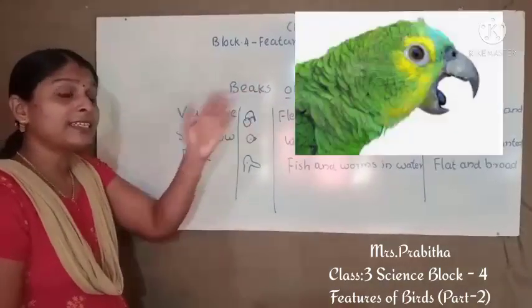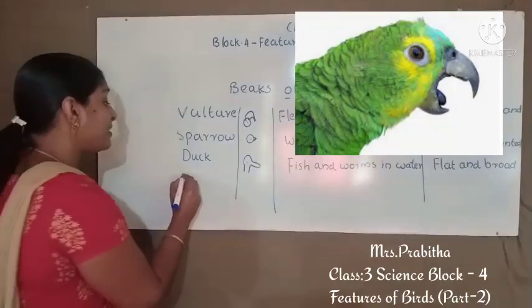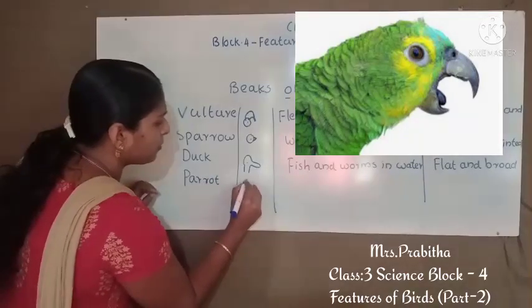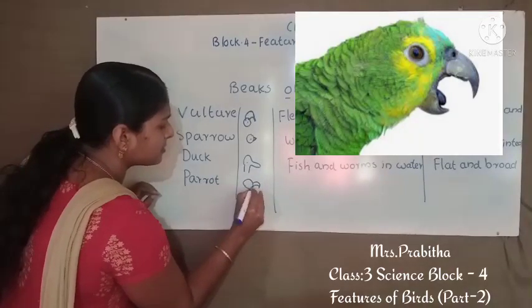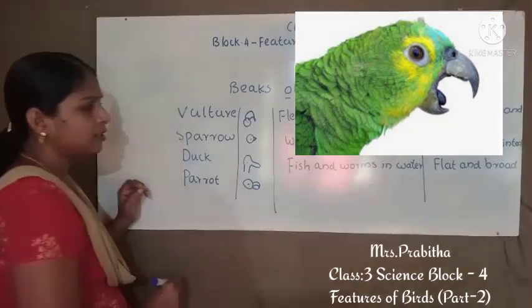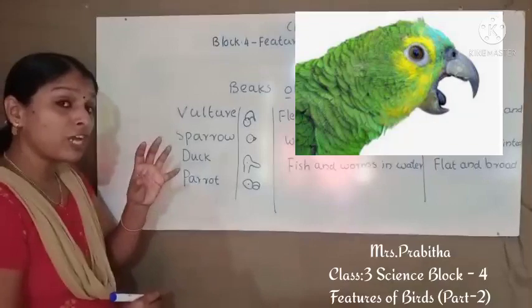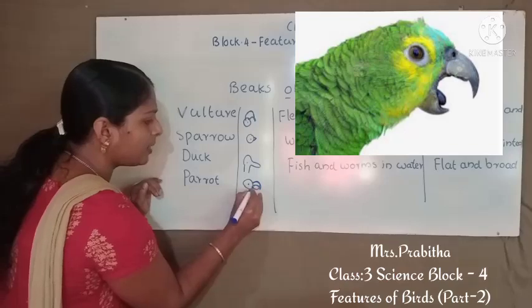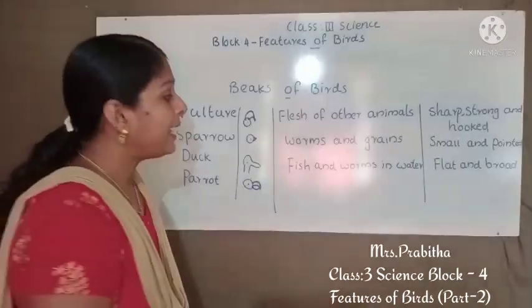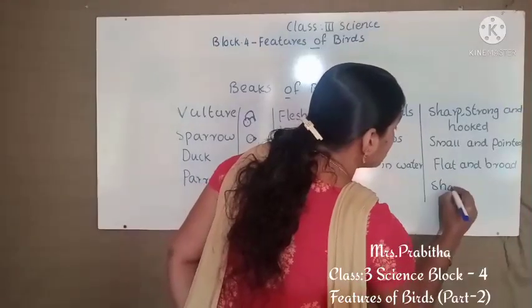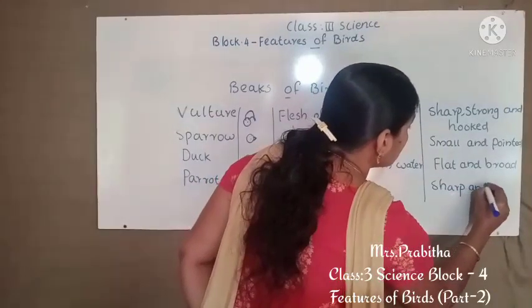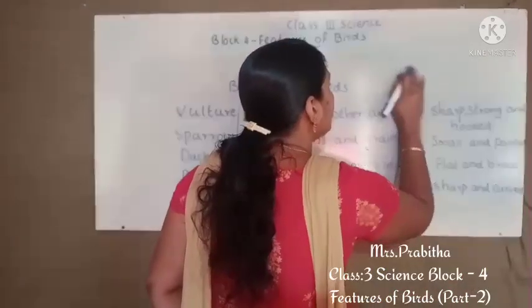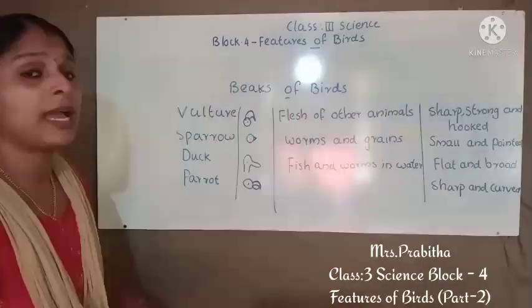Next bird. See the next bird, children. It is parrot. How is the beak of parrot? Everybody knows. It is like this beak only for parrot. So parrot has which type of beak? It has a curved beak. Like this curved beak only parrot has. Parrot has a sharp and curved beak. Curved means like this.